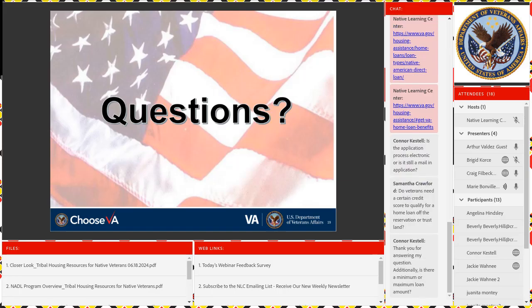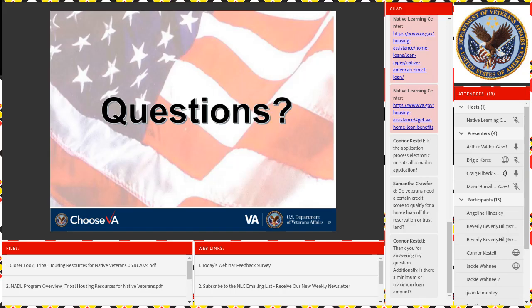And the other question that's in the chat that I want to make sure we address is regarding credit and credit score. Do the veterans need a certain credit score to qualify for the home loan off the reservation or on trust land? Is it the same or different, I guess, is the question. So there is no minimum credit score, whether it be on or off the reservation, and that is in our VA pamphlet 26-7, which is available online, and chapter 4 is our credit underwriting.